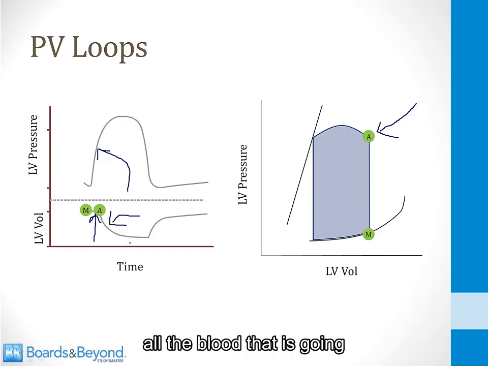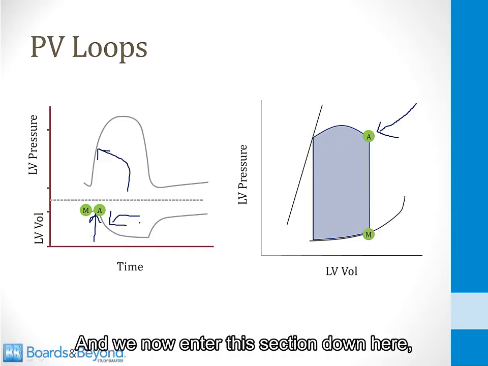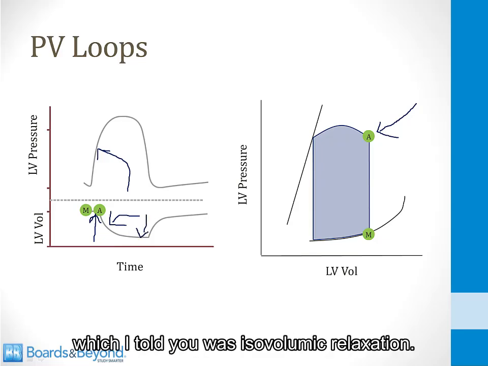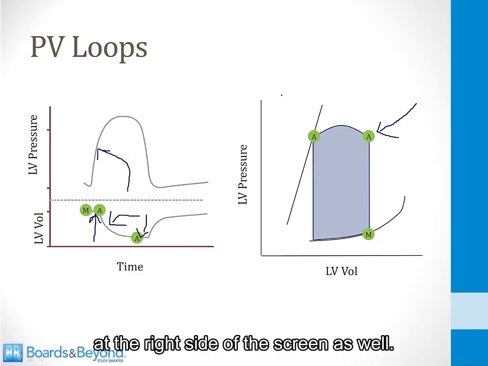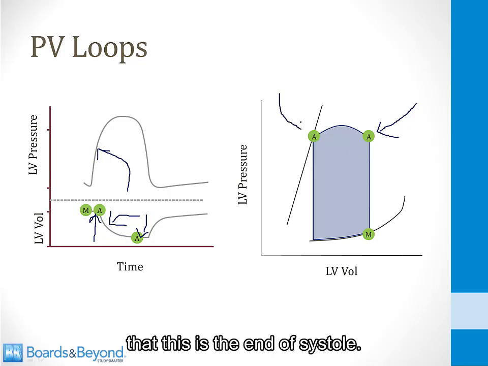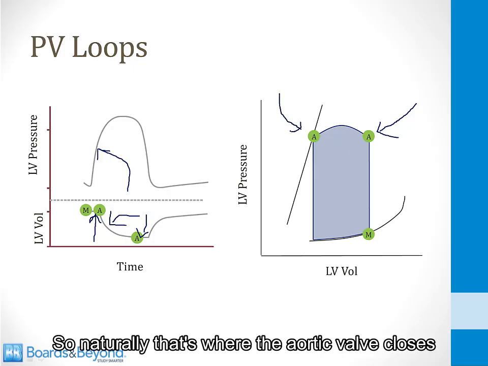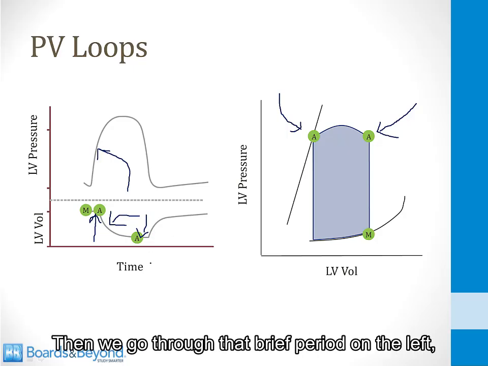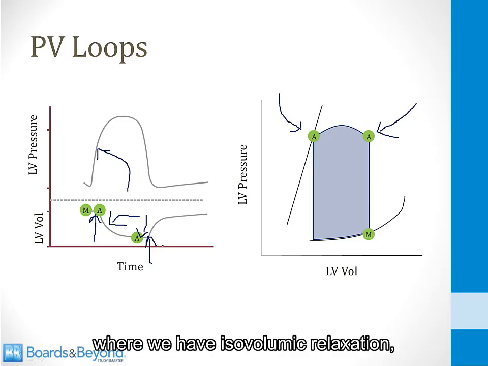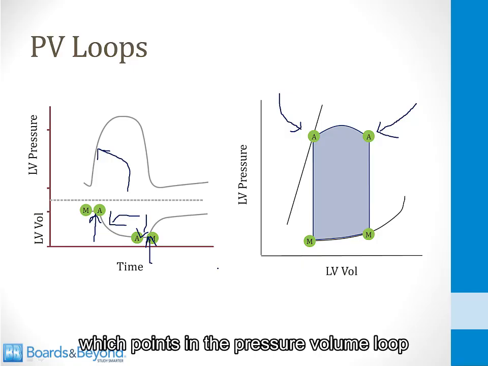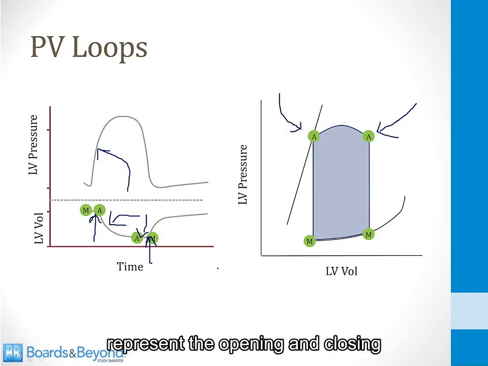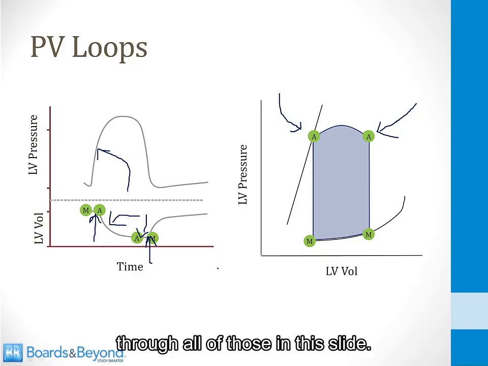Now at some point all the blood that is going to leave the left ventricle has left, and we now enter this section down here, which I told you was isovolumic relaxation. So at the beginning of that section the aortic valve must close, and that's what happens here on the left side of the screen, and I've pointed it out at the right side of the screen as well. And I told you before that this is the end of systole, so naturally that's where the aortic valve closes, at the end of systole. Then we go through that brief period on the left where we have isovolumic relaxation, and then the mitral valve opens, and that's shown now on the left side of the screen and also on the right. So it's important you know which points in the pressure volume loop represent the opening and closing of the aortic and mitral valves, and now we've gone through all of those in this slide.